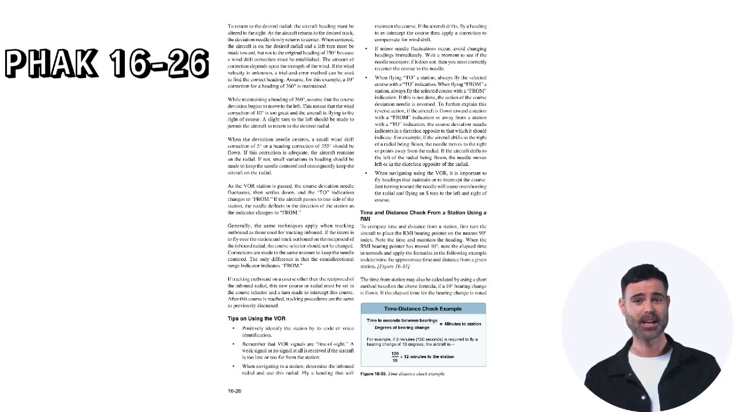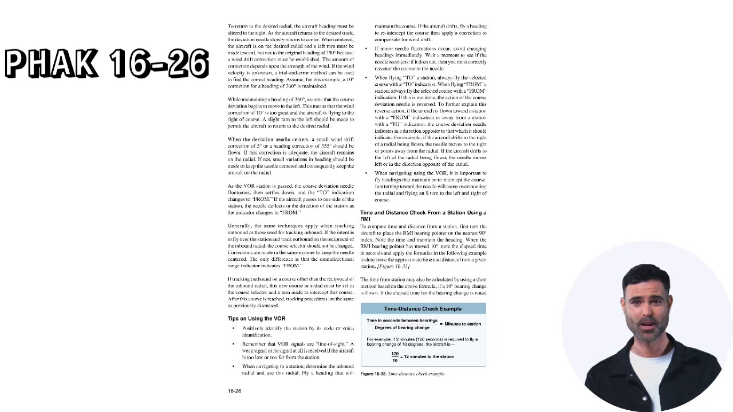Generally, the same techniques apply when tracking outbound as those used for tracking inbound. If the intent is to fly over the station and track outbound on the reciprocal of the inbound radial, the course selector should not be changed. Corrections are made in the same manner to keep the needle centered. The only difference is that the omnidirectional range indicator indicates FROM.